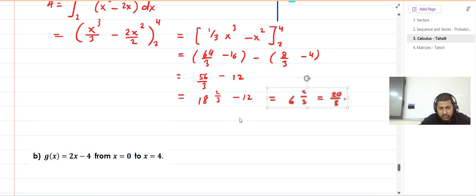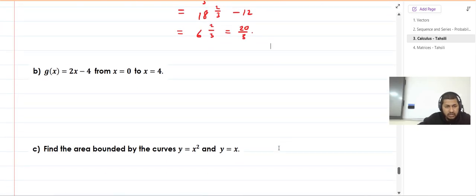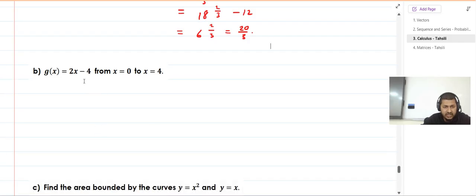Alright, so moving on to the next problem. Remember, there's no calculators allowed. Integral from 0 to 4. Alright, so we want to integrate 2x minus 4.